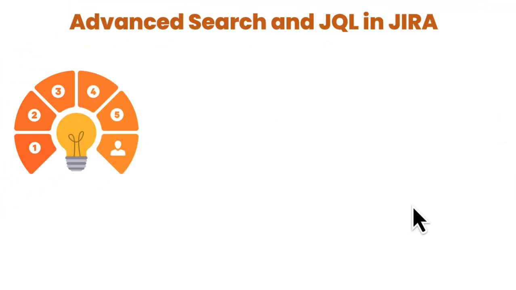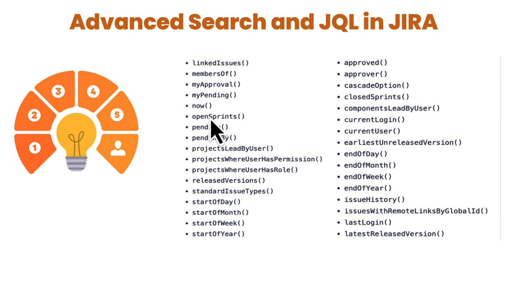Now there are some inbuilt functions as well which we can use as part of our advanced searching. We have a long list of functions which we can use. For example, openSprints. This will give us issues from the sprints which are still open. So this is a long list which we can find in the documentation for Jira. I will add the link in the description below.